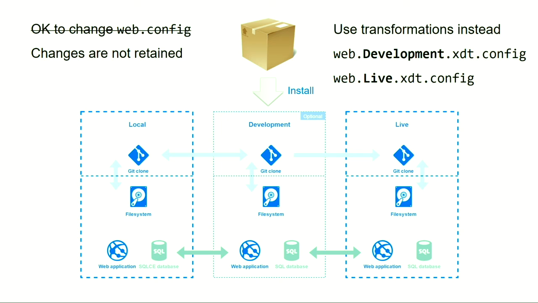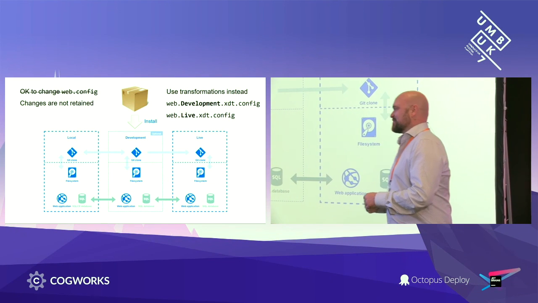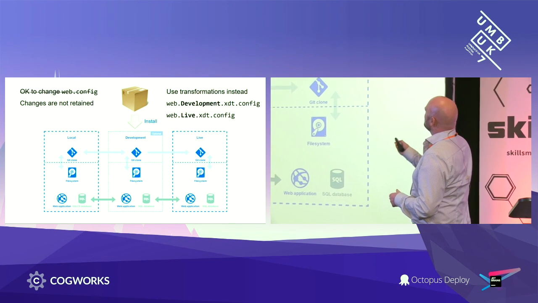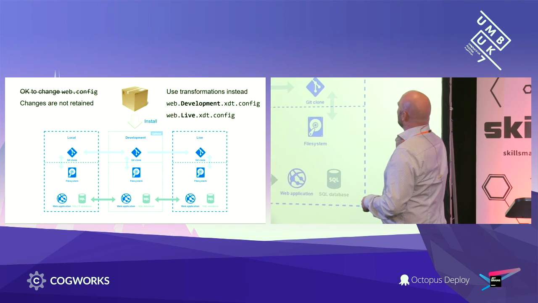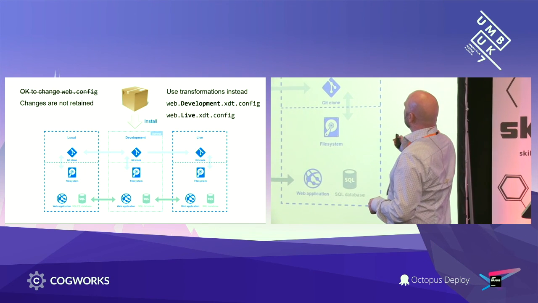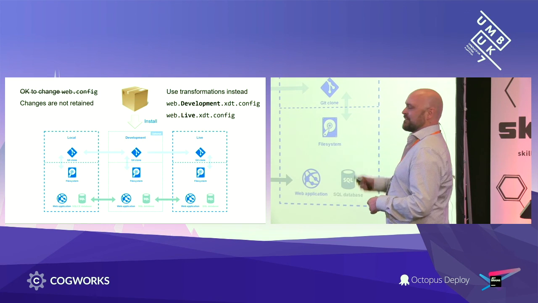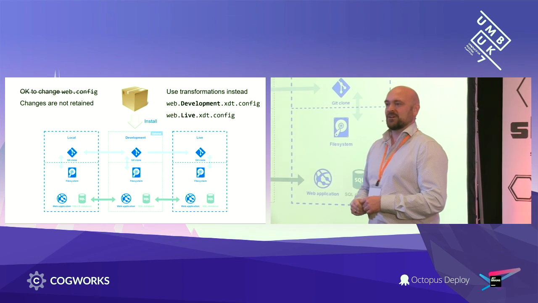Use transformations instead. You're familiar with this from Visual Studio, where you have the release and debug configurations. You can do some transformations in there. This is the same, but just adapted to Umbraco Cloud. So you can go in and say, for the development environment, these are the things I want to execute, and for the live environment, these are the things I want to execute.